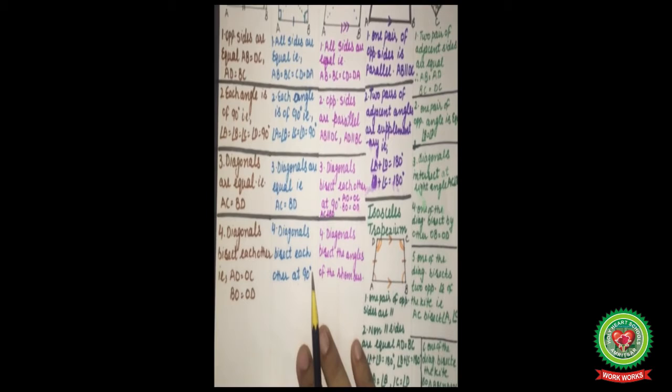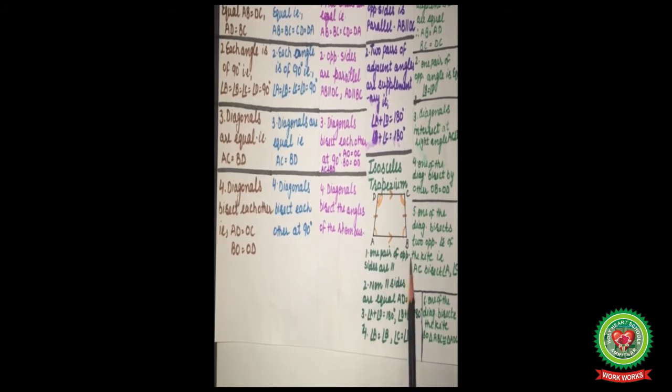Now the next type of quadrilateral is the isosceles trapezium. Now in an isosceles trapezium, one pair of opposite sides is parallel. Number two, non-parallel sides are equal. That is, the sides which are not parallel to each other are equal. And the two pairs of adjacent angles are supplementary.